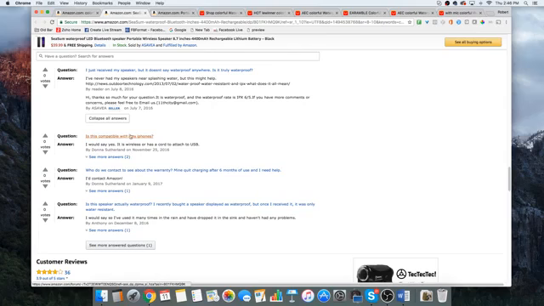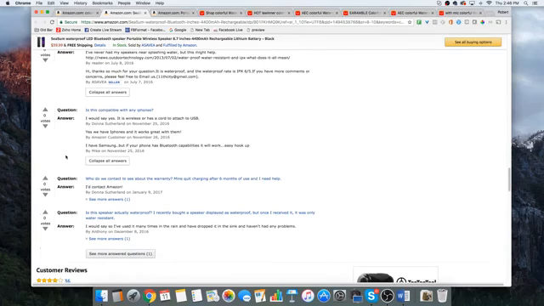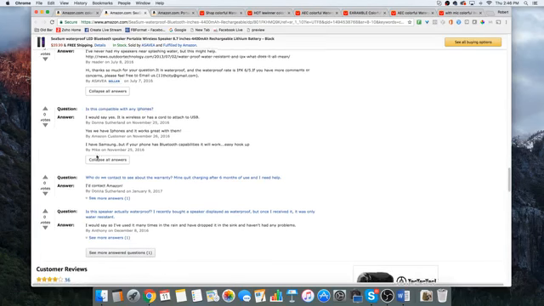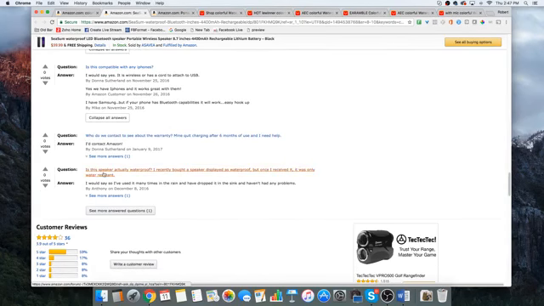Is this compatible with any iPhones? This person says, I would say yes, it is wireless or has a cord attachment to USB. Other answers: yes, we have iPhones, it works great. I have a Samsung, but if your phone has Bluetooth capabilities, it will work. So yeah, works with iPhone, anything with Bluetooth, just say yes. How do we connect to see about a warranty? Mine quit. Okay, so this person had a problem, let's not worry about that.